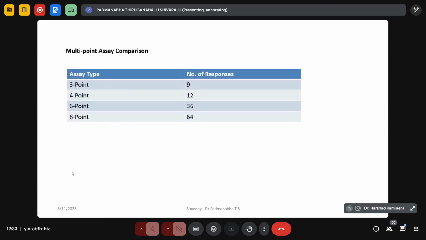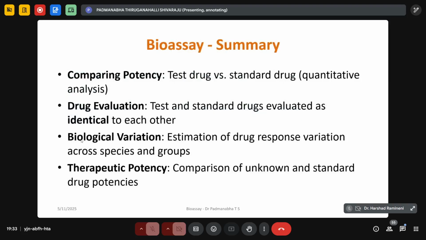And usually when we are talking about 3-point, 4-point, 6-point assay, you are taking an increased number of responses. You take 9, 12, 36, and 64 respectively with the 3-point, 4-point, 6-point, and the 8-point assay. So coming to the end, bioassay is about comparison of the potency of the test drug with respect to the standard drug. It's a quantitative analysis, where you quantify the amount of drug which is required to produce the response with respect to the biological tissue.